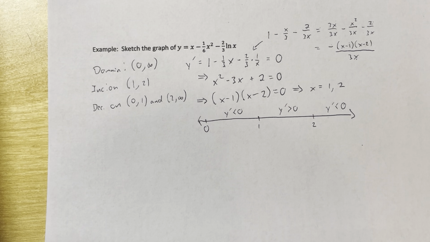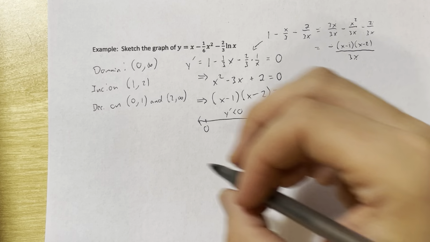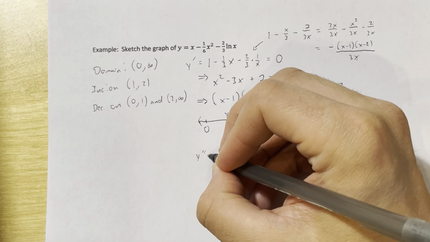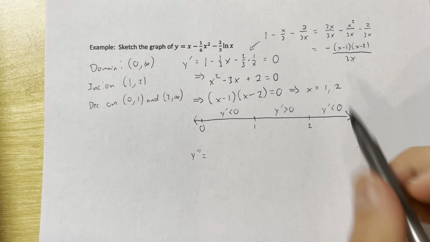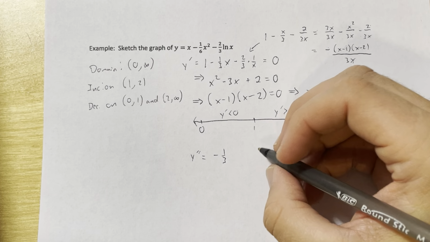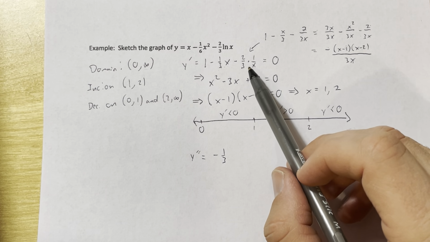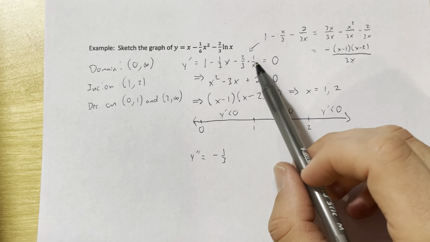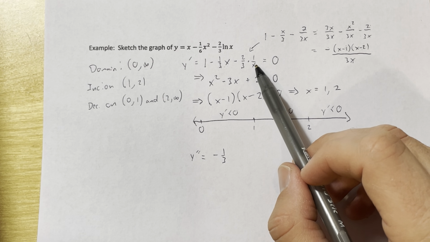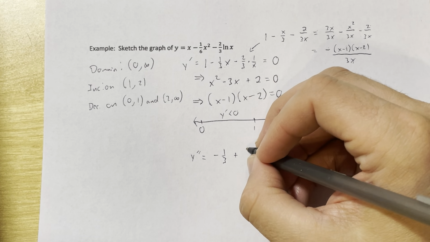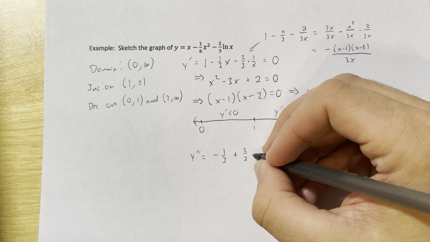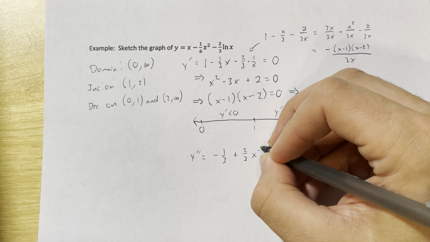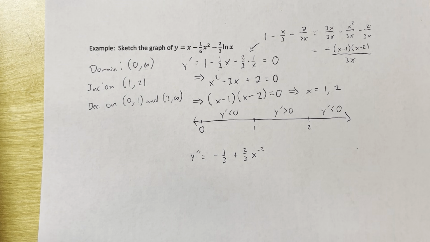All right. Next up, we want to look at the second derivative, y double prime. So we'll look at this version of our function. If I take the derivative of this, I'm going to get negative 1/3. What is this going to be? This is negative 2/3 times 1 over x, so the derivative is plus 2/3 times x to the negative second power. I'll just write it that way.